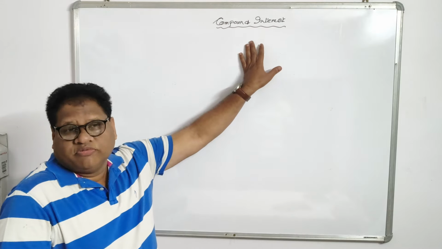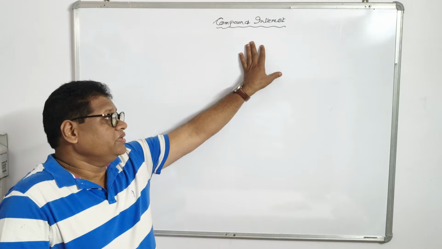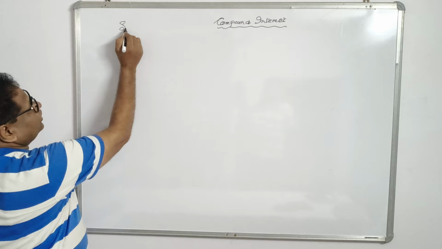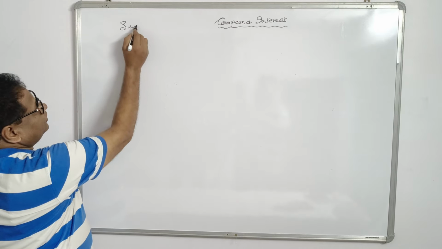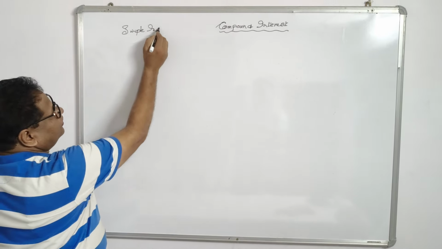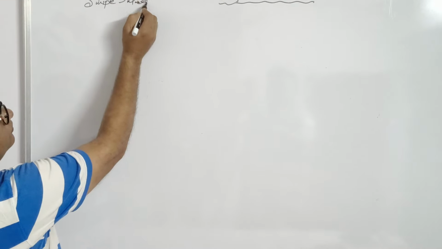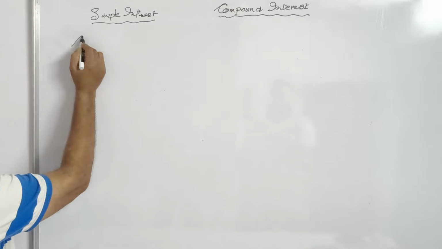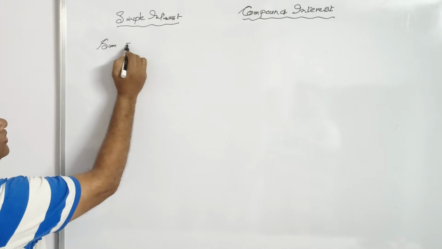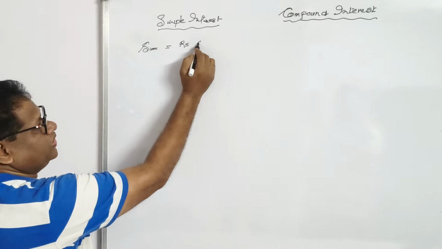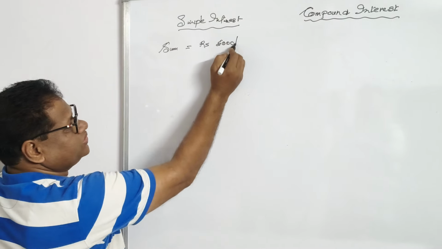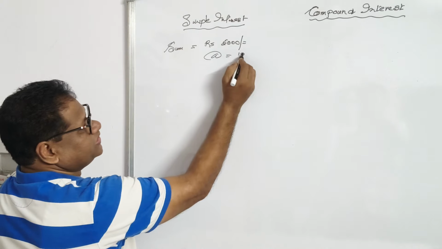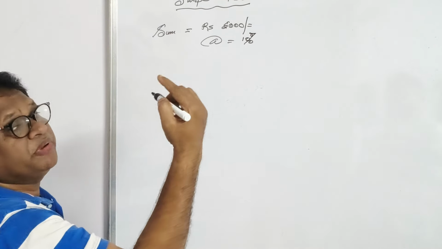Compound interest, but before that let me explain simple interest. What is the basic difference between the two? Now let us consider a sum of money, suppose rupees 5,000, which is lent out at the rate of 10% per annum. Per annum means per year.